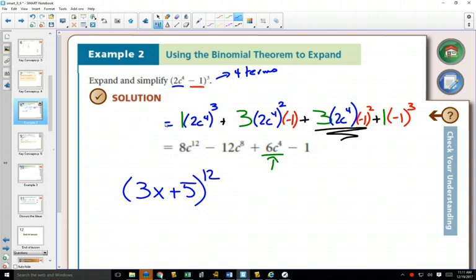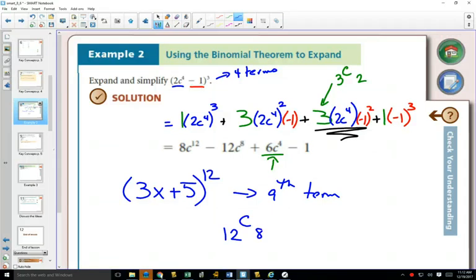Well, the combinations, the numbers in front, are related to combinations. And those combinations, like this 3 right here, this is 3 choose 2. So how do we find out, if we want to find the 9th term in this one, what is going to be the combination in front? So in this one, if I wanted to find the 9th term, does it make sense to you that I would have 12 choose 8 as the number that would be in front?